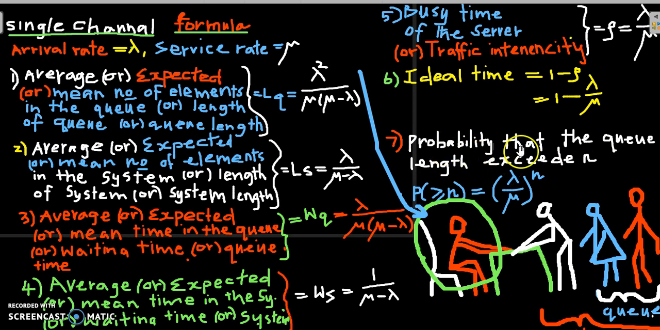Probability that the queue length exceeds n. What is the chance, what is the fraction, that the queue length exceeds n persons? It is given by the formula P of greater than or equal to n equals lambda by mu to the power n. The probability that the queue length exceeds n persons is given by this particular formula.